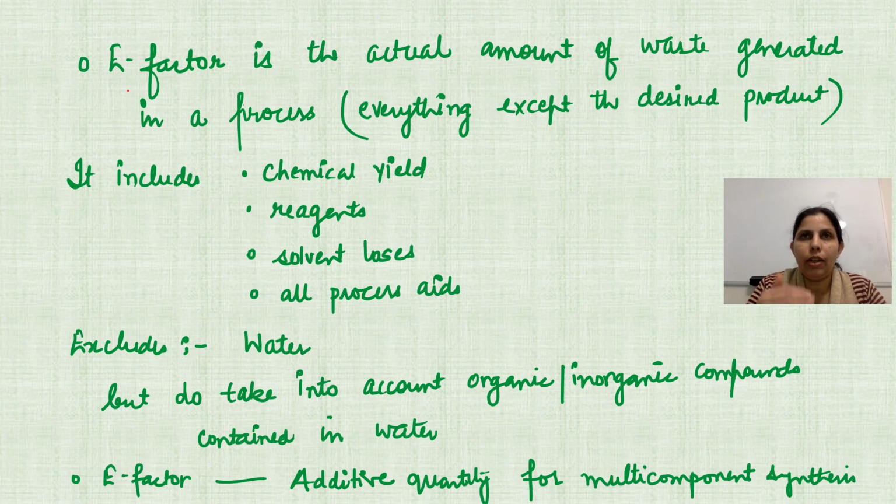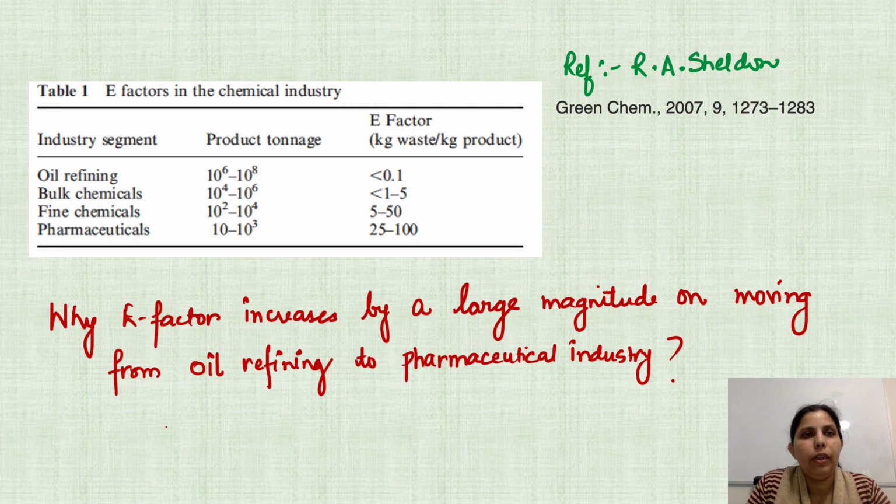So if you have a multi-step synthesis, where one step, then you have a second step, third step, and onwards. And if you have to find out the E factor for the total process, then you add all the E factors for the different steps. So it would be the summation of all the steps.